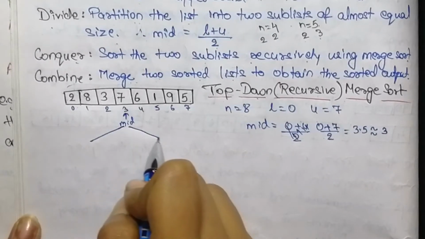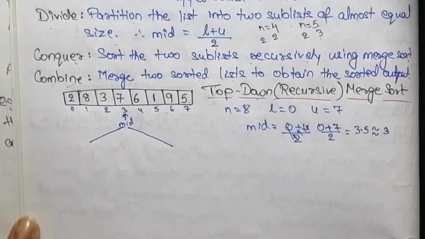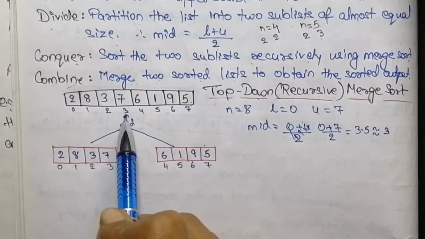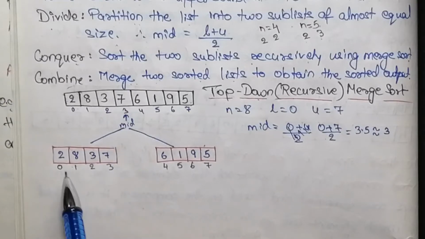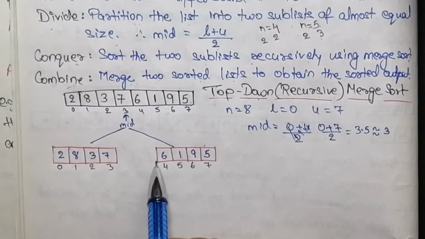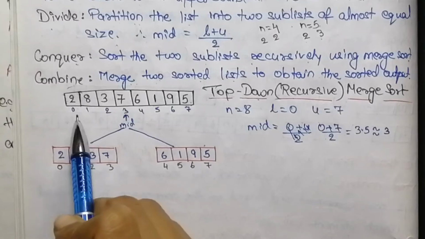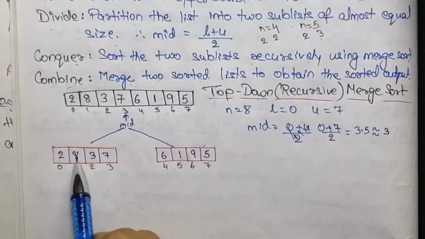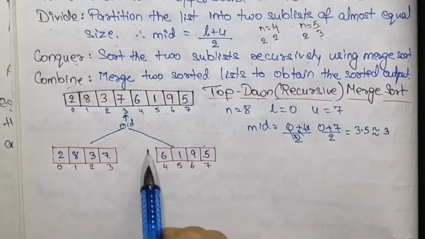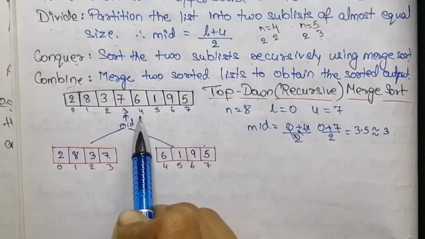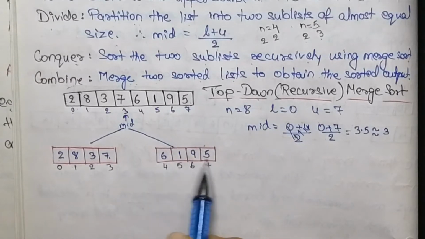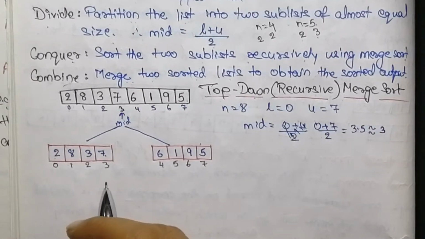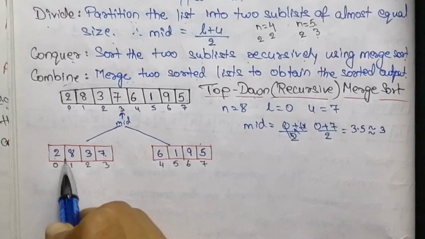Now we will divide the list into two parts. After dividing the list at the middle index, we will get two equal sized sublists. The first list will contain elements from index 0 to index 3, that means 2, 8, 3 and 7. And the other sublist contains the last 4 elements: 6, 1, 9 and 5, right? We will divide the list into two parts till we get each sublist of size 1.